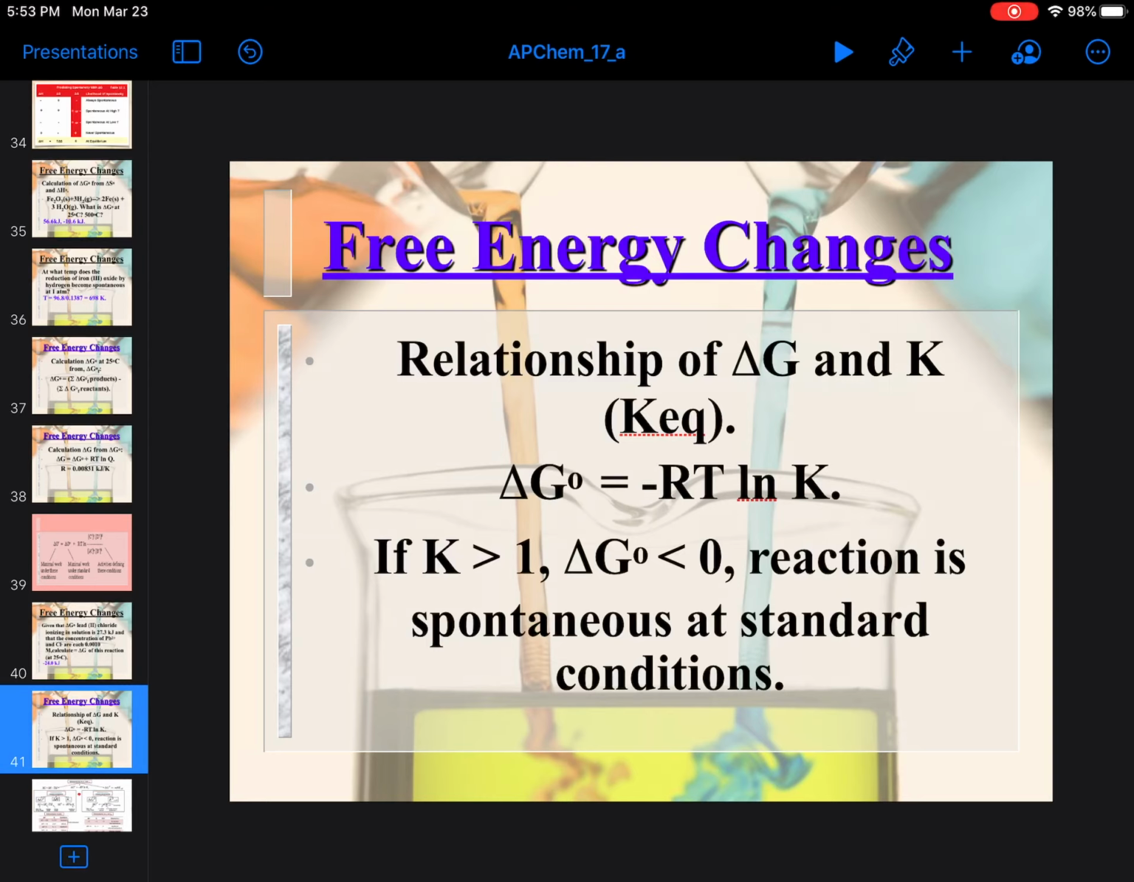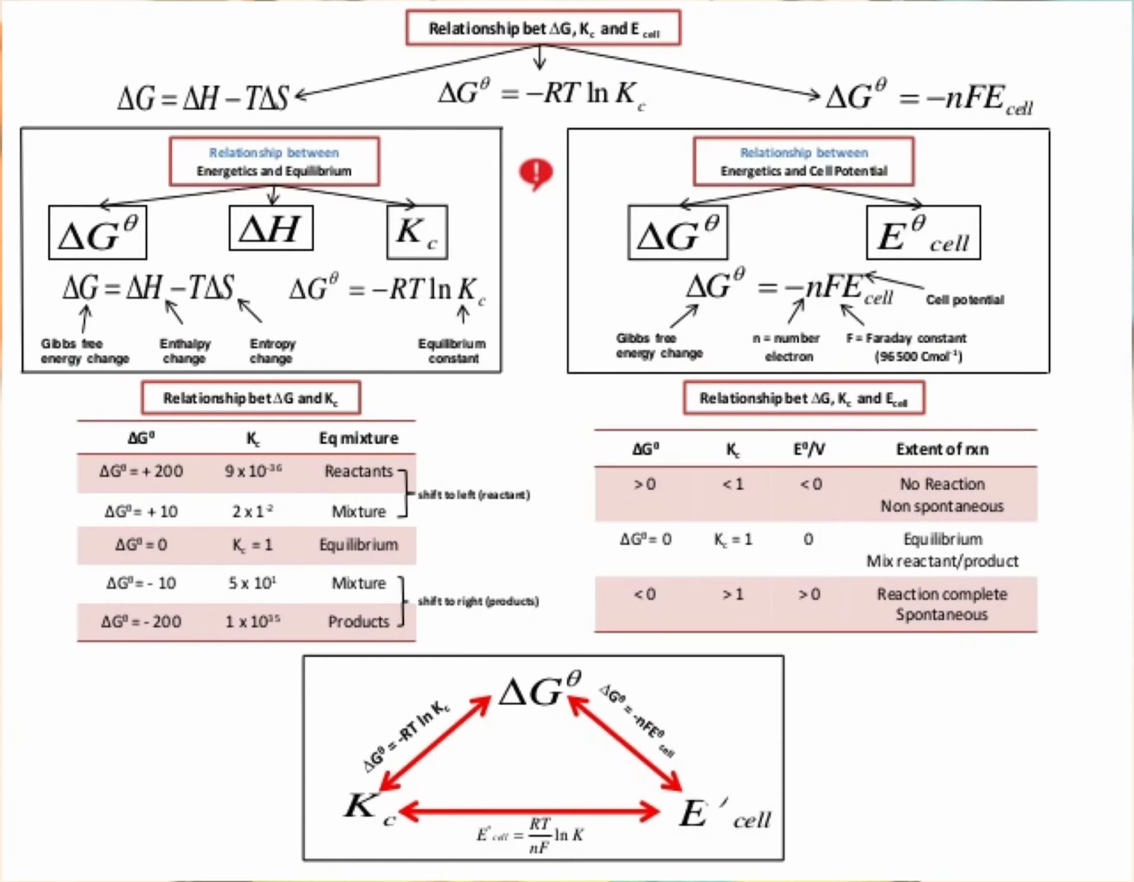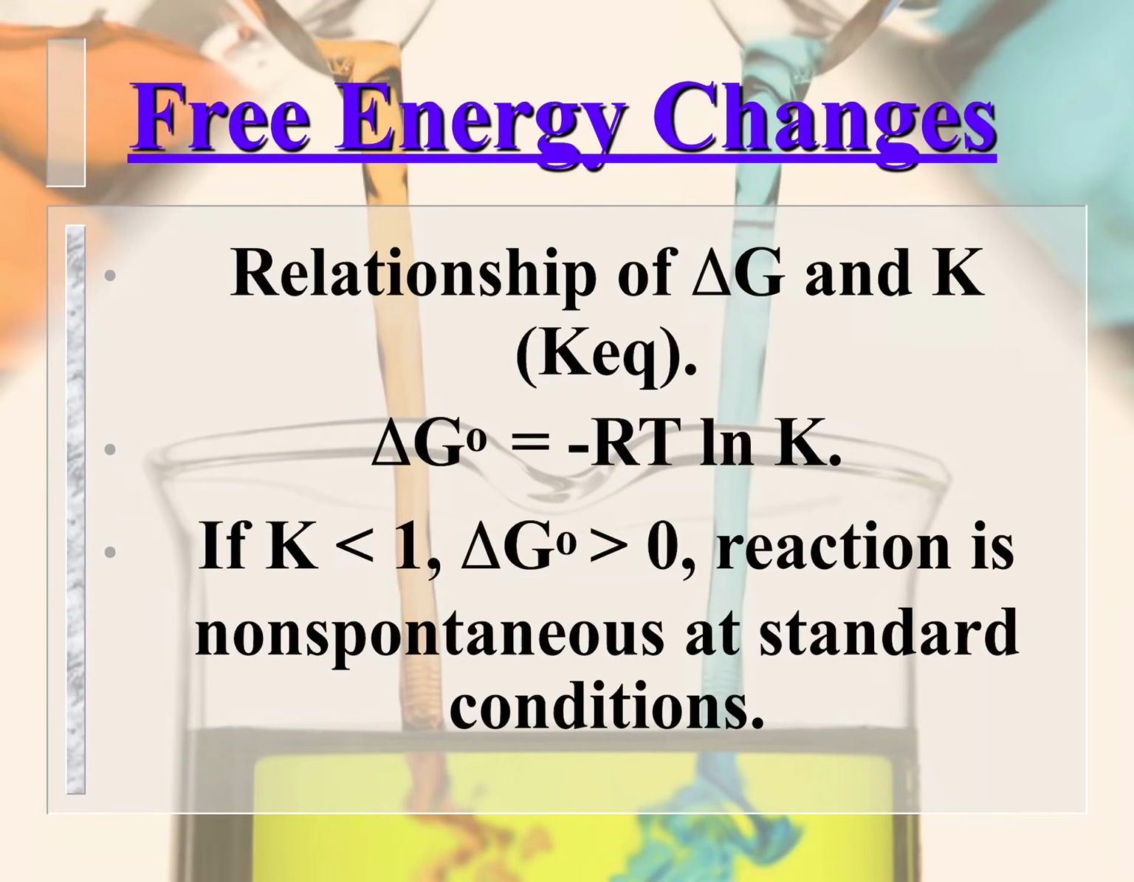But if K is greater than 1, then you're going to wind up with a negative value for delta G naught. So this is going to be spontaneous under standard conditions. And if K is less than 1, then delta G naught is positive, non-spontaneous under standard conditions.